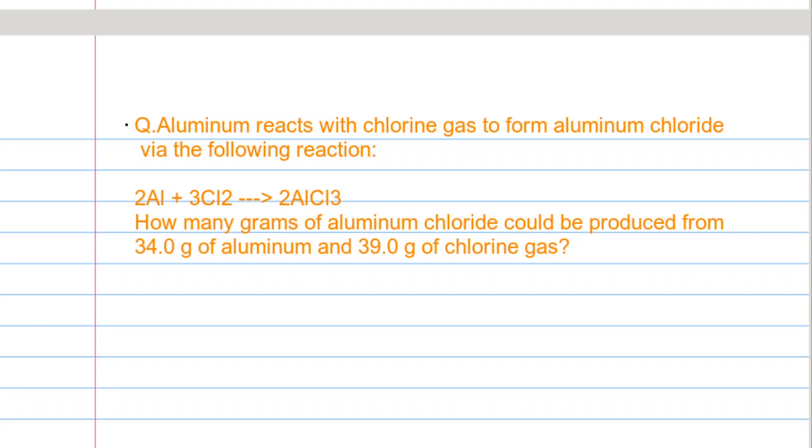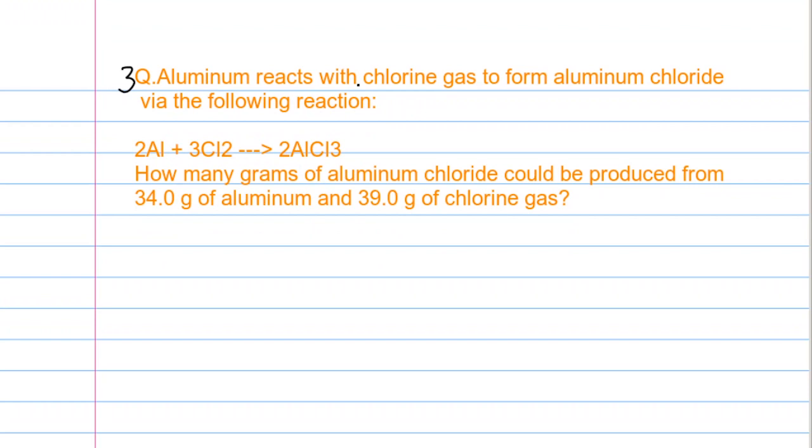This one is our third example. Aluminium reacts with chlorine gas to form aluminium chloride via the following reaction. How many grams of aluminum chloride can be produced from 34.0 grams of aluminum and 39.0 grams of chlorine gas? First step, don't forget to calculate the number of moles.